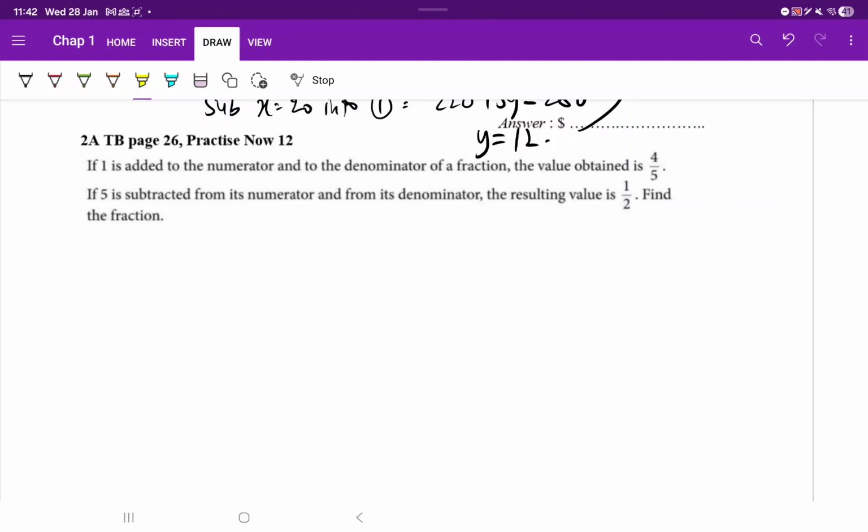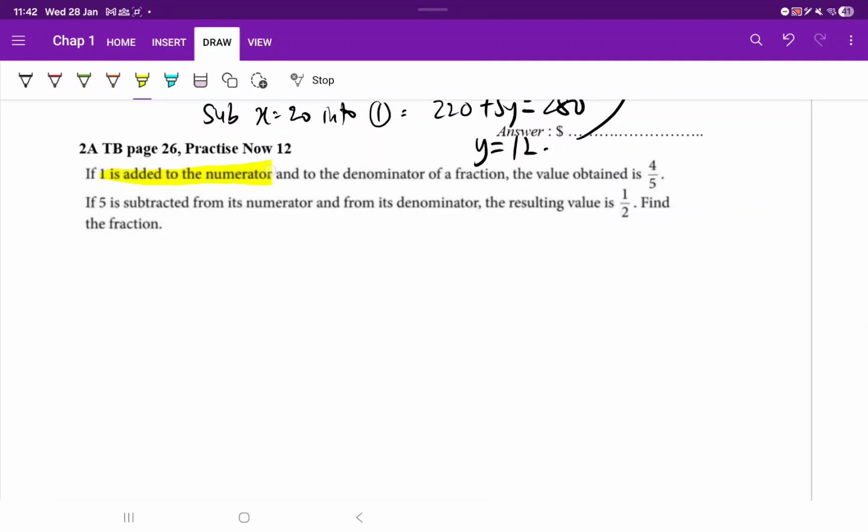So the next one, we have to deal with fractions. If 1 is added to the numerator and to the denominator, the value obtained is 4 over 5. Now, does this mean that the fraction is 3 over 4? It doesn't, huh? Because 4 over 5, yes, it could have come from 3 over 4. It could also have come from another fraction that when you plus 1 to the numerator and plus 1 to the denominator, you can simplify and get 4 over 5. So an example could be 7 over 9.